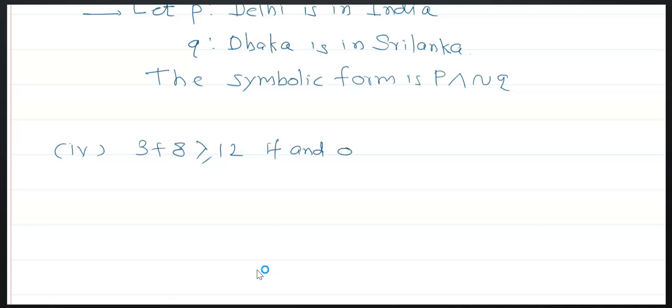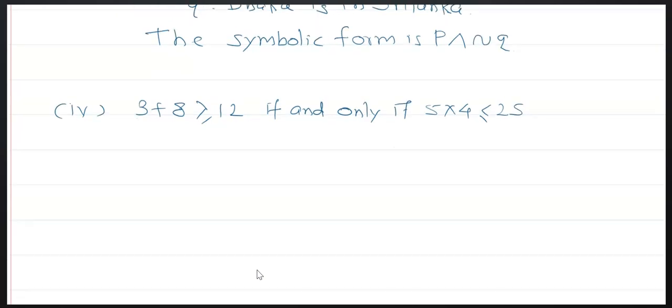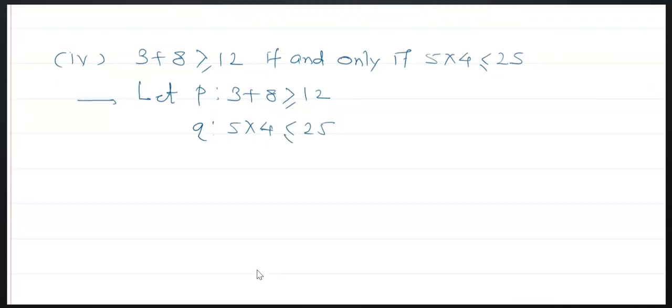Next is: 3 plus 8 is greater than or equal to 12 if and only if 5 into 4 is less than or equal to 25. This is P, the second is Q. Therefore, P double implication Q.